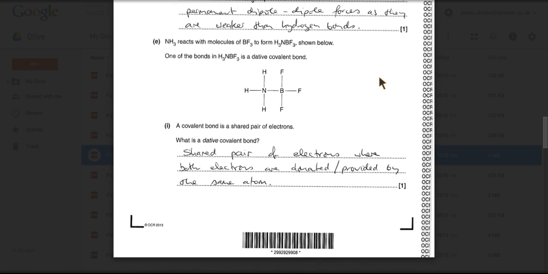Another definition. What is a dative covalent bond? It's a shared pair of electrons, that's the covalent bit, where both electrons have been donated or provided by the same atom. So remember, nitrogen has a lone pair. Boron's in group 3, so it's only got 3 outer electrons. So we're going to have to draw this up as a dot and cross diagram in a minute, but there's your dative covalent bond there.